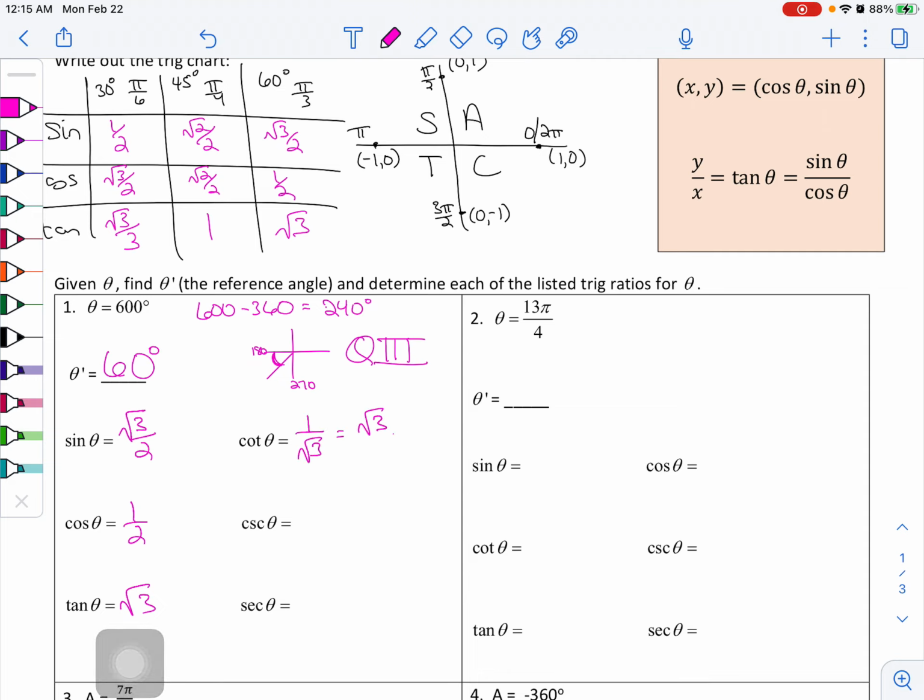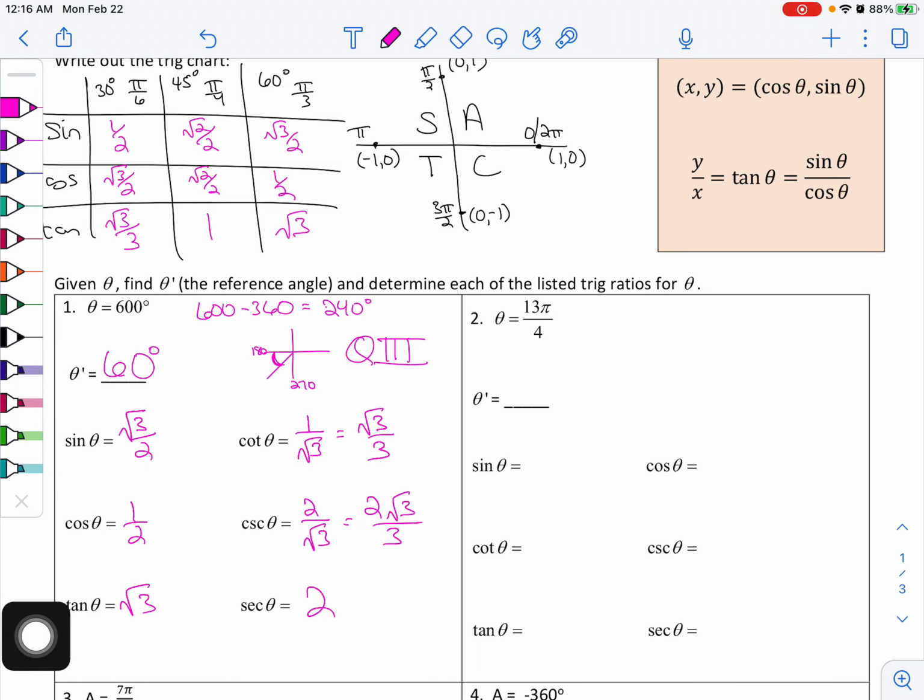So cotangent is the reciprocal to tangent. So this would be 1 over root 3. Yes, you need to rationalize, please and thank you. Cosecant is the reciprocal to sine. So that would be 2 over root 3. Again, you need to rationalize, please and thank you. And secant's the reciprocal to cosine. So that just turns into 2.